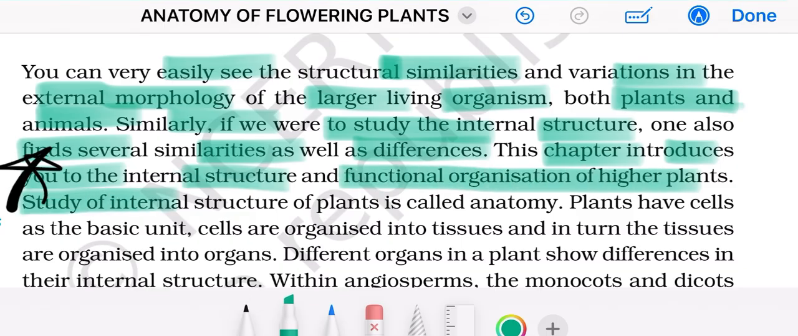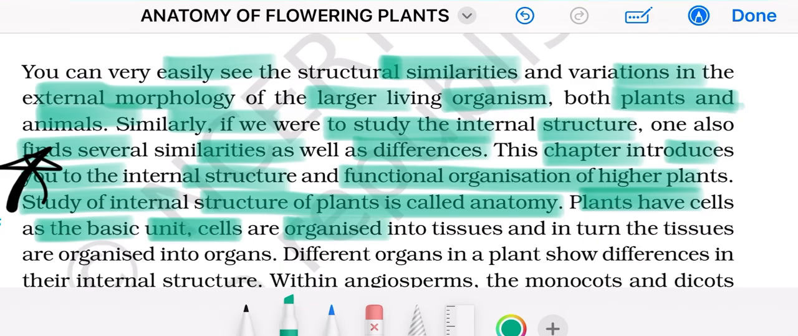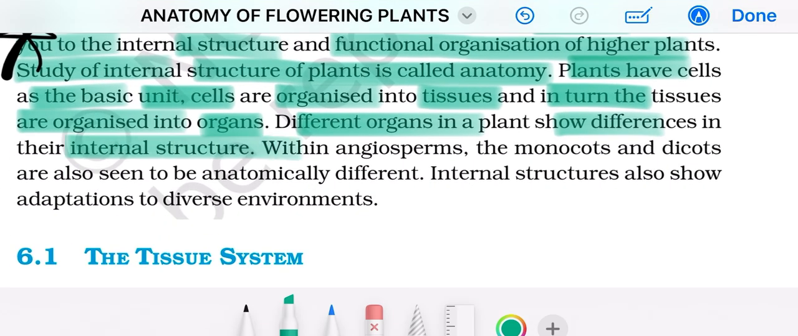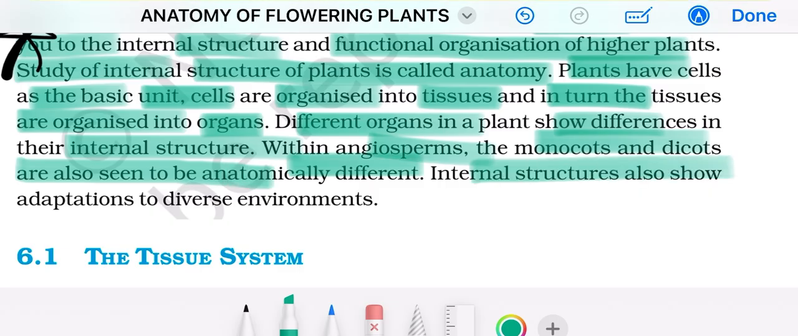Study of internal structure of plant is anatomy. What is morphology? Study of external structure. Study of internal structure is anatomy. Plants have cells as the basic unit. Cells are organized into tissues, and in turn the tissues are organized into organs. Different organs in a plant show differences in the internal structure. Within angiosperms, the monocots and dicots are also seen to be anatomically different. Internal structures also show adaptations to diverse environments.